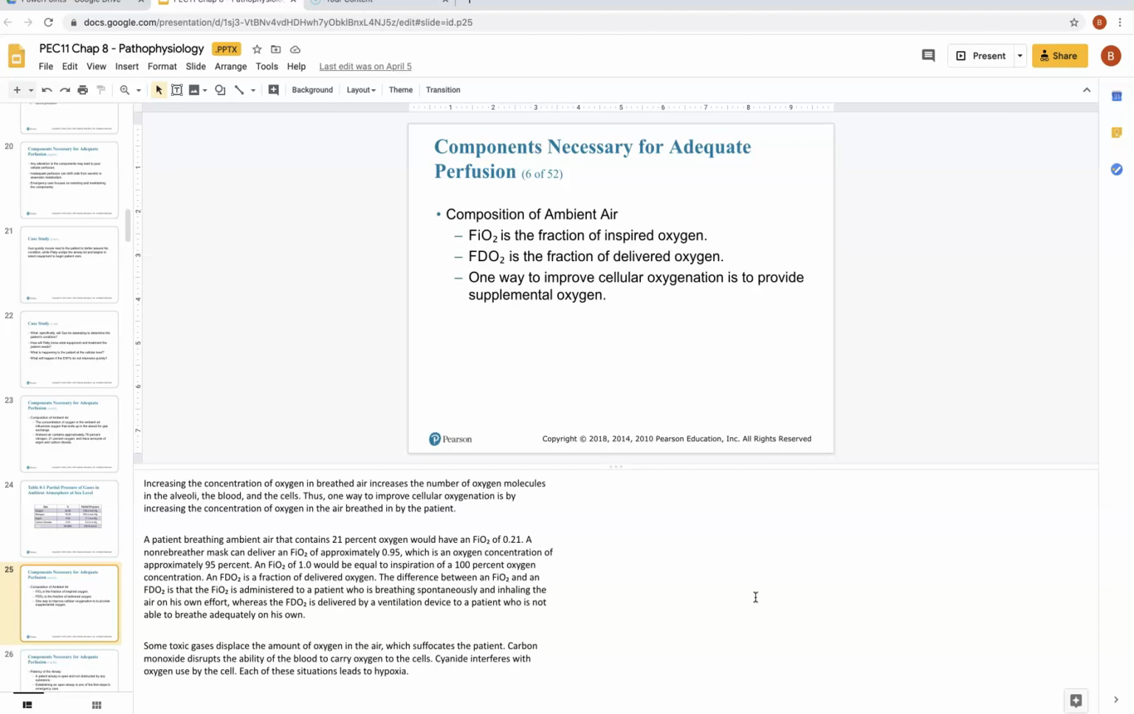An FdO2 is a fraction of oxygen delivered. The difference between an FiO2 and an FdO2 is that the FiO2 is administered to a patient who is breathing spontaneously and inhaling the air on his own effort. That means autonomic. Whereas the FdO2 is delivered by a ventilation device to a patient who is not able to breathe adequately on his own. Some toxic gases displace the amount of oxygen in the air, which suffocates the patient. Carbon monoxide disrupts the ability of the blood to carry oxygen to the cells. Cyanide interferes with the oxygen used by the cells. Each of these situations leads to hypoxia.